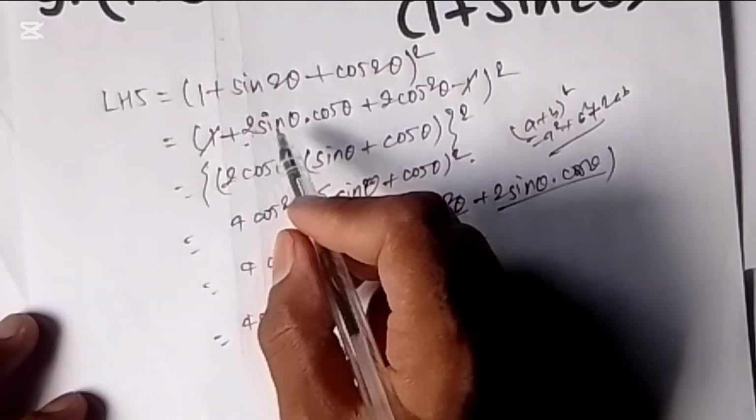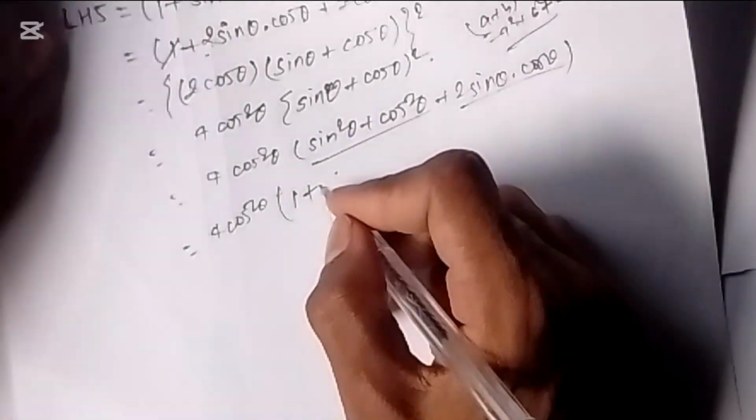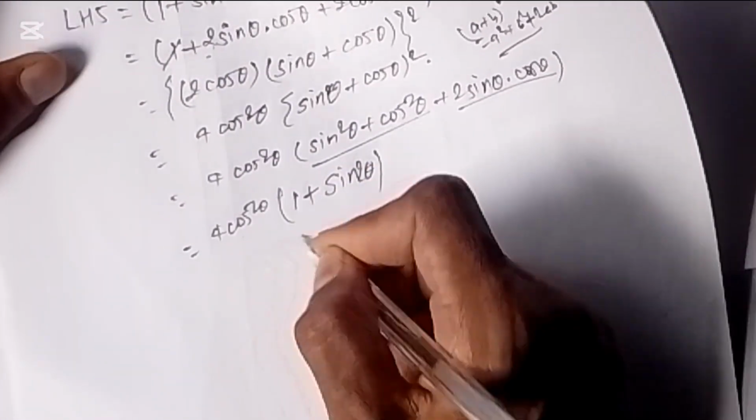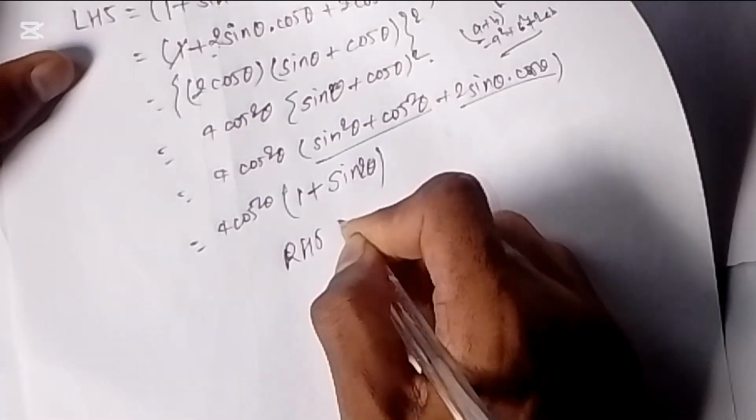Here we can also see 2 sin θ cos θ is the formula of sin 2θ, so we get 1 + sin 2θ, and we have proved the LHS.